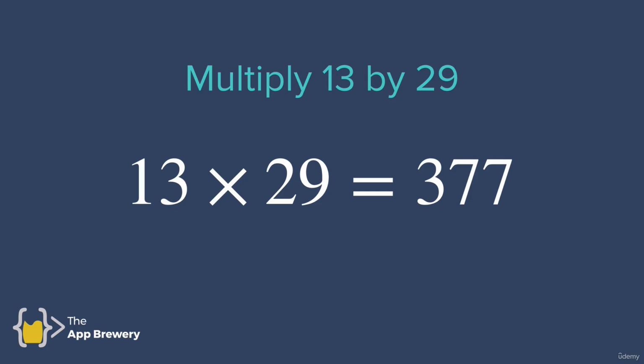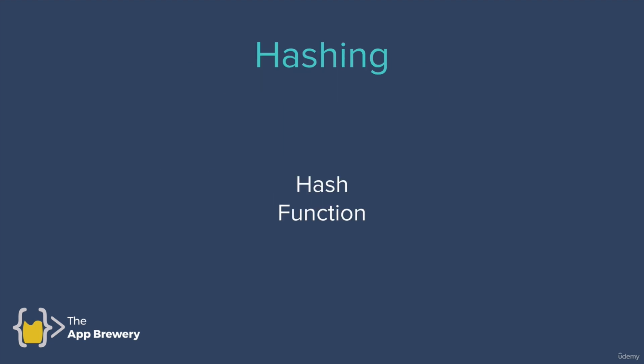But consider if I asked you a different question. If I said to you, can you multiply 13 by 29? Well, you would be able to do that really quickly and easily. It would take you almost no time at all to figure out that the answer is 377. So here is a very, very simplified version of a hash function. So going forward, multiplying 13 by 29 is really quick and easy. But going backwards, trying to get back those numbers 13 and 29, starting from 377, is very, very time consuming. So this is essentially how a hash function works.